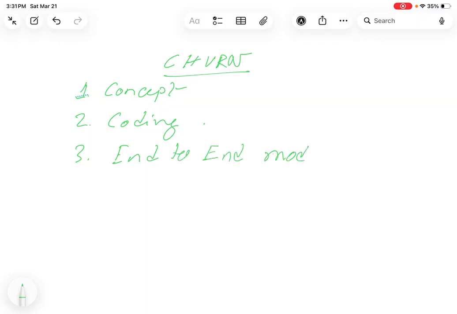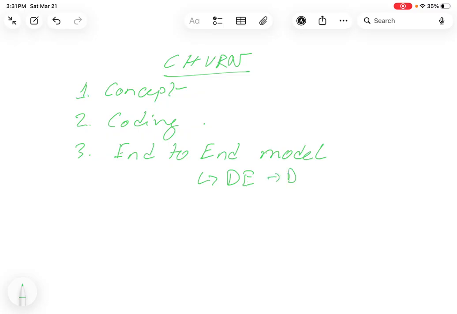model building. End-to-end model building is where you will learn how data engineering will be involved here, how the data scientist will be involved, how the data analyst will be involved, and the business side, the BA, will be involved here. Okay, so that will basically be three different segments. I would like to build this lecture on the basis of that, right?